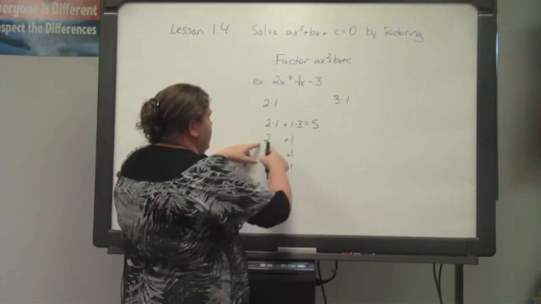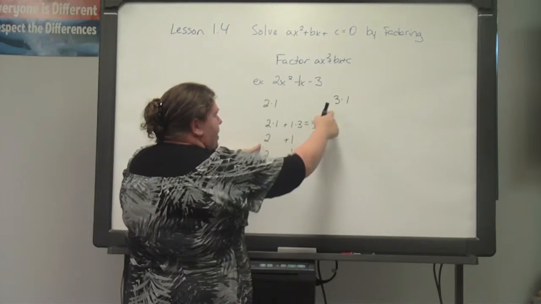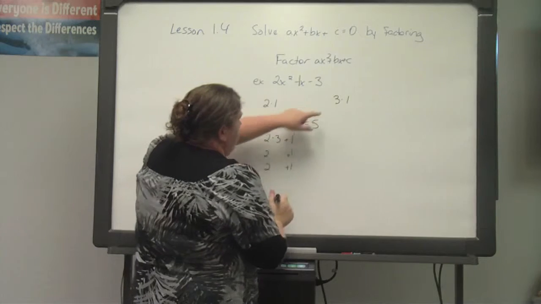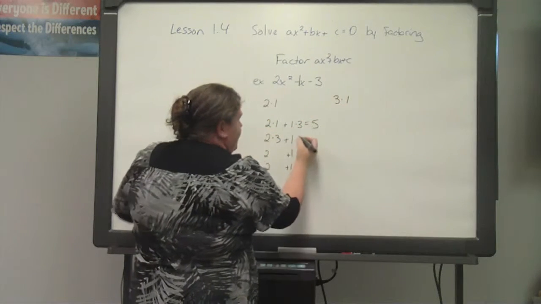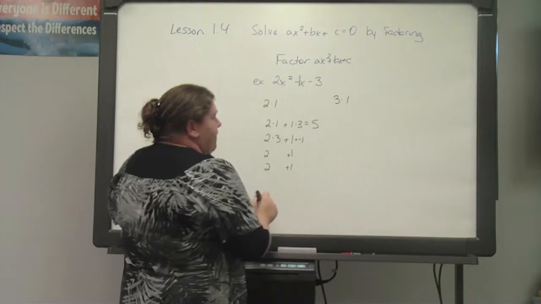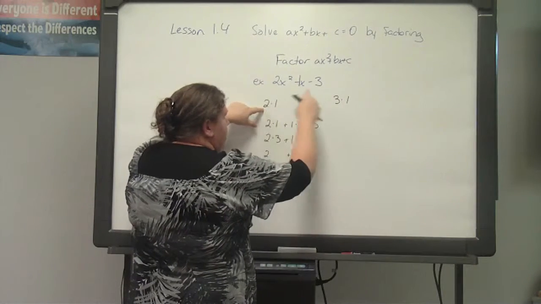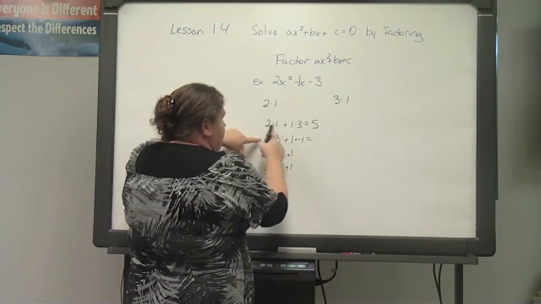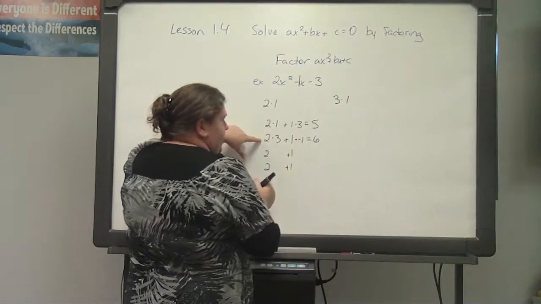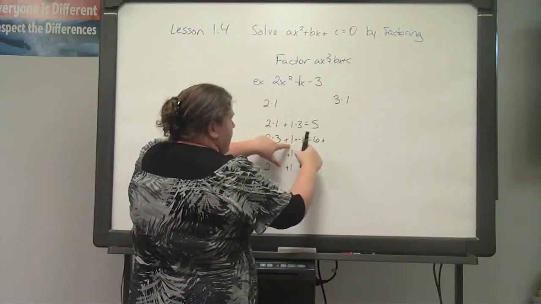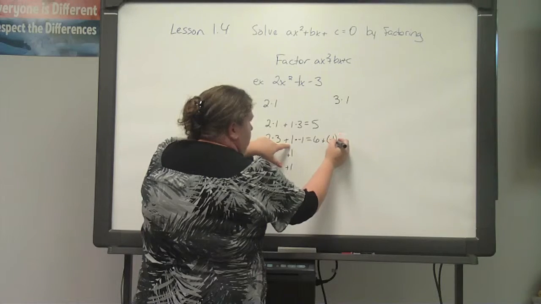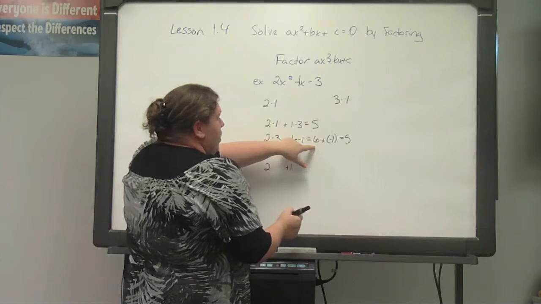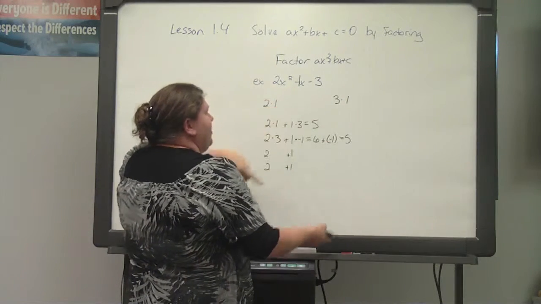So this time I'm going to say, what if I do 2 times a positive 3, and then I make my 1 a negative 1? Because again I have 2 times 3 and then 1 times 1. Then 2 times 3 is 6, plus 1 times a negative 1 gives me a negative 1, and 6 plus a negative 1 gives me a positive 5. So that's not my negative 1. I'm going to try again.